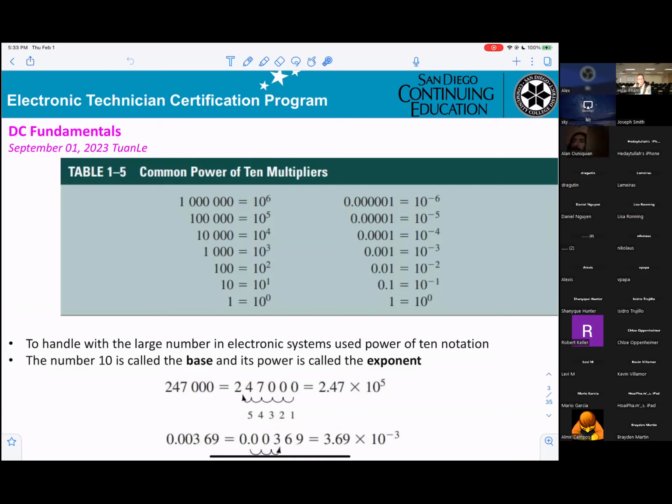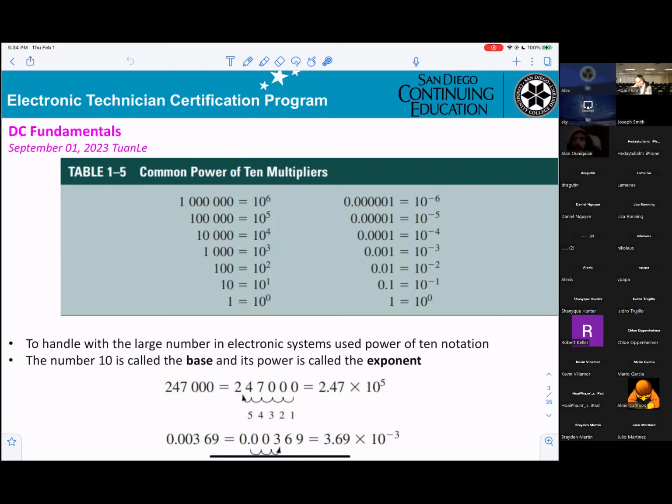Common powers, at least you need to know. Or if it's not new to you, you can open it and try to see it over and over. 1 million, they're using 10 power of 6, power of 5, power of 4, power of 3, power of 2, power of 1, power of 0. That means they're using 10 to whatever power. And if you get 0.00001, now it's 10 power minus 6, minus 5, minus 4, minus 3, minus 2, minus 1, and 0. This one, nothing to explain.